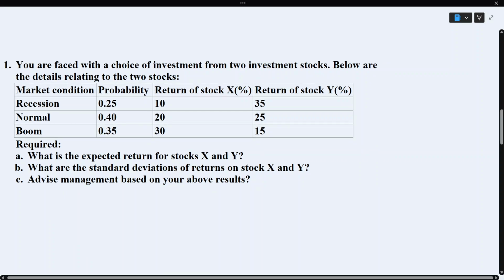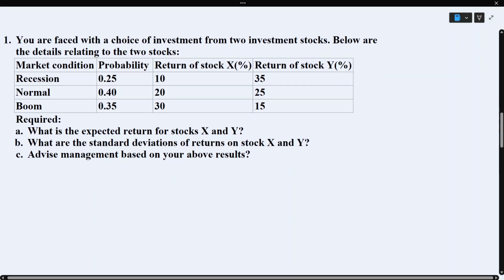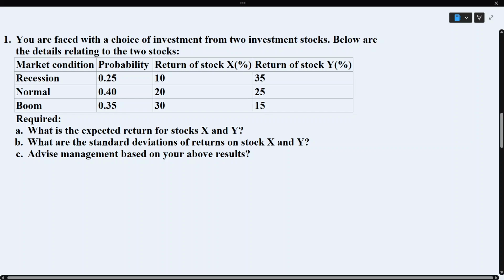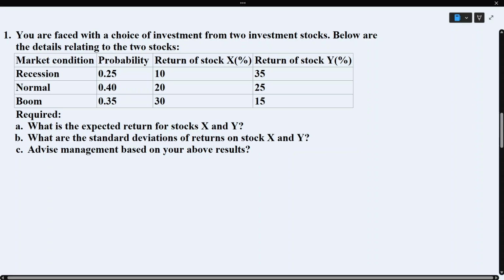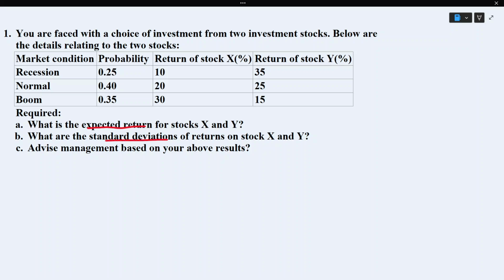Now you are faced with a choice of investment stocks. Those are the details relating to the stocks. You have the market condition, the probability based on the market condition, and the return on stock X and return on stock Y. Find the expected return and the standard deviation.